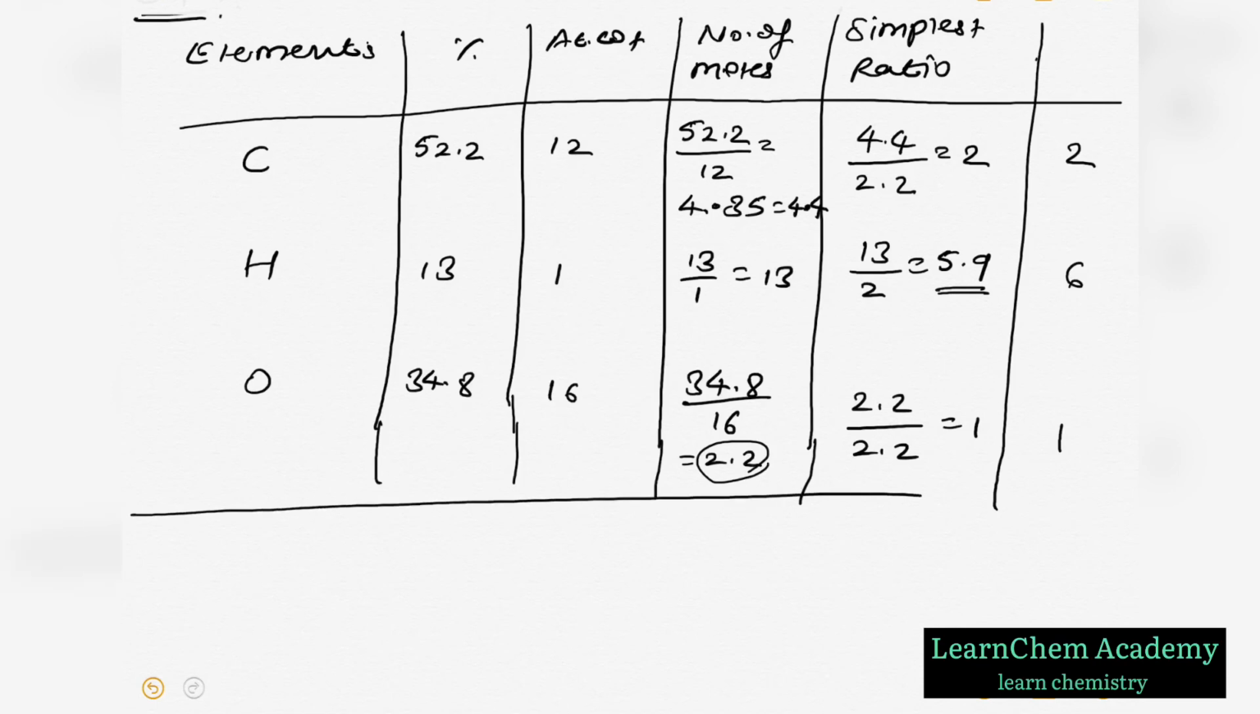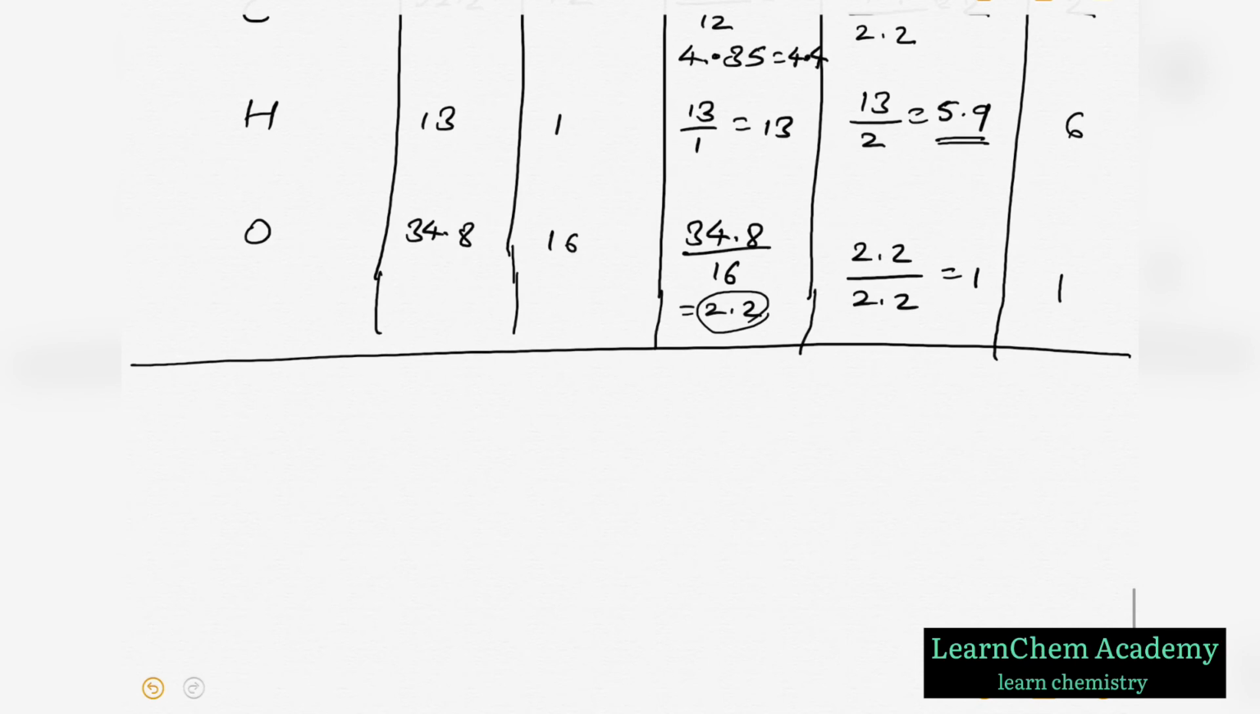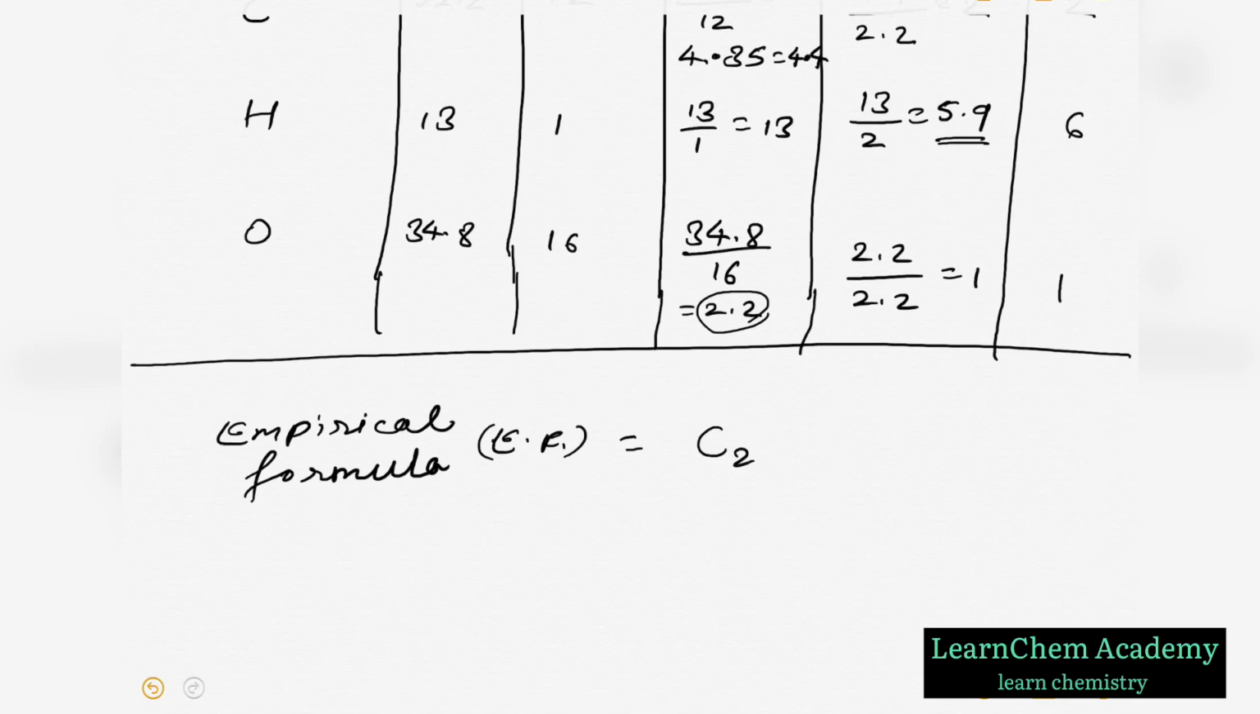So we can write the empirical formula of the compound. The empirical formula is C2H6O, and its empirical formula mass will be 24 for carbon, 6 for hydrogen, and 16 for oxygen. So 46 is the empirical formula mass.